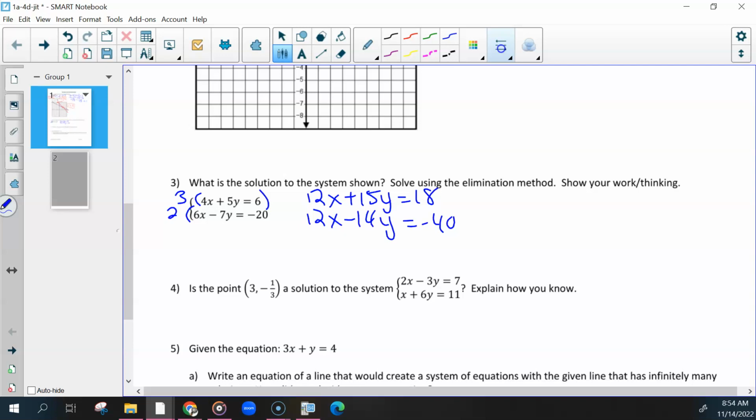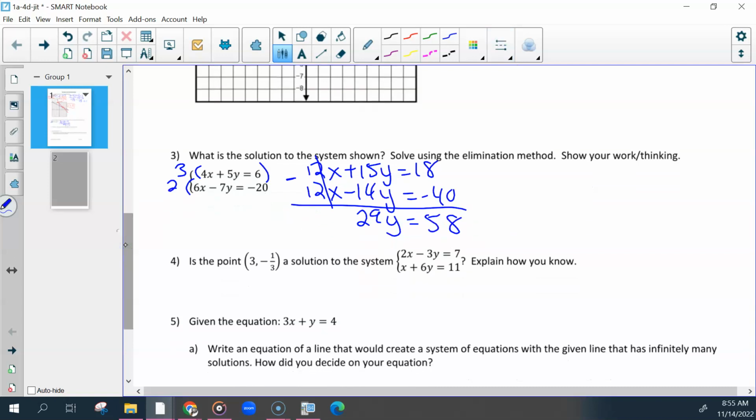The only way I can do that is if I subtract. But remember, we're subtracting the entire equation. So the x's cancel. 15 minus a negative 14 becomes a positive 29. And then 18 minus a negative 40, we add those. So 58.